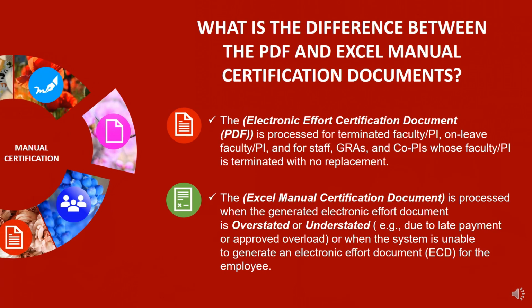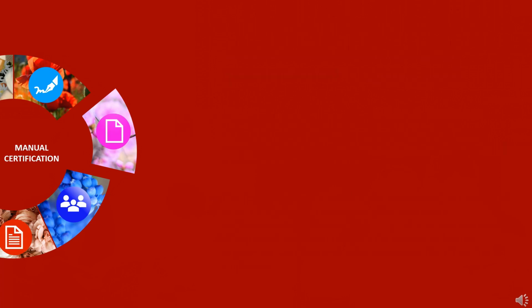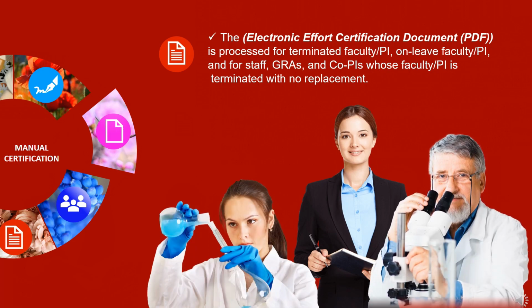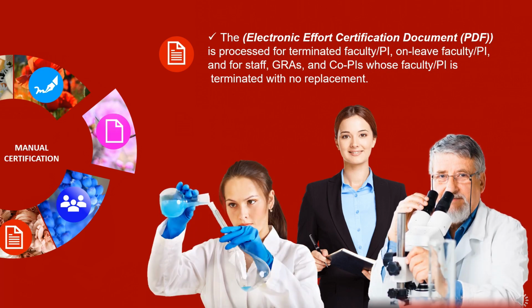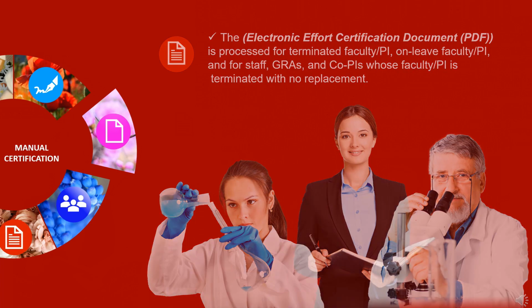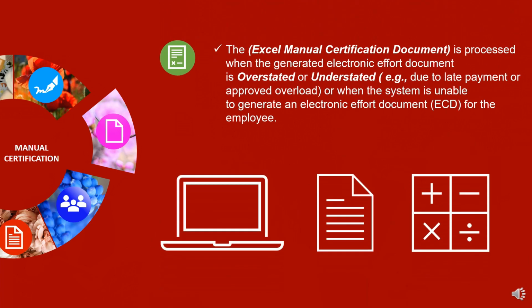What is the difference between the PDF and Excel manual certification documents? The electronic effort certification document is processed for a terminated PI, only PI, and for staff, GRAs, and co-PIs whose faculty is terminated with no replacement. The Excel manual certification document is processed when the generated electronic effort document is overstated or understated, e.g., due to a late payment, approved overload, or when the system is unable to create an electronic effort document for the employee.